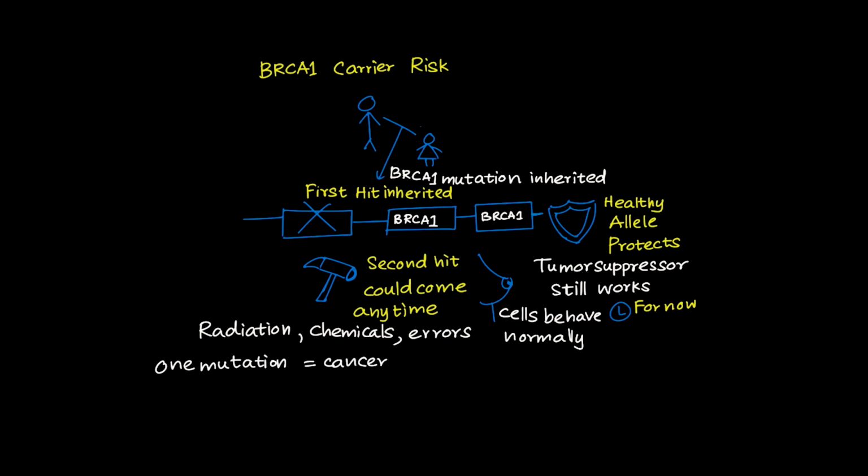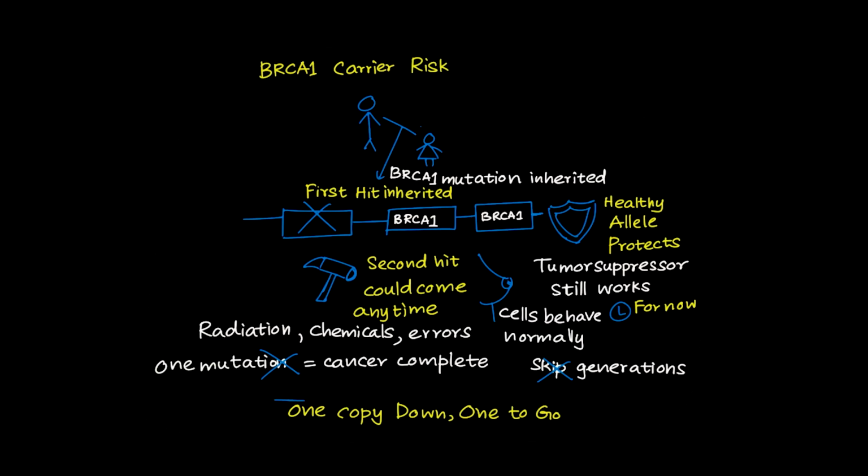Here's a D236 OA exam tip for you. Picture BRCA1 carriers as one copy down, one to go. She started the race with one flat tire. Hit the second tire, and the car stops. One copy down equals risk rises. Cancer waits.